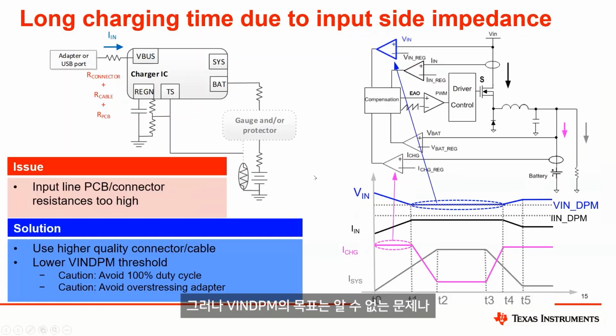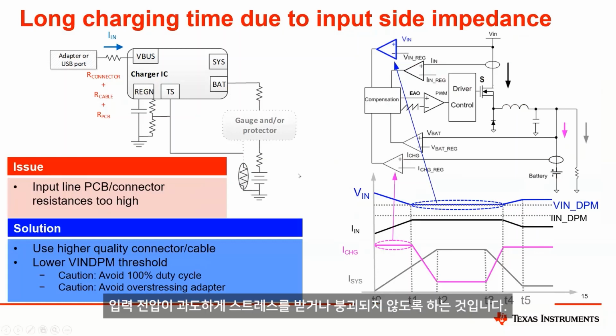But the goal of VINDPM is to make sure that you don't overstress or collapse the input voltage because of some unknown issue, or for example, a really poor quality, cheap cable that has high resistance connecting the power source to the charger.